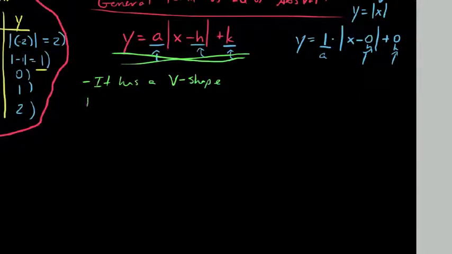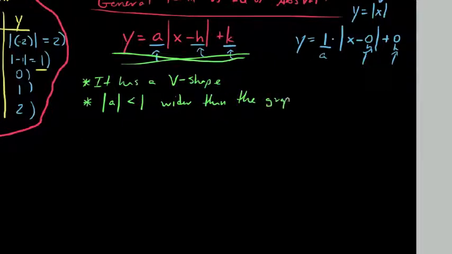We could also comment on the nature of a. So we say if the absolute value of a, that's interesting, is less than 1, then we say it is wider than the graph of y equals absolute value of x. So I just want to be clear on this. What we're saying is, and if it's bigger than 0 also, if a is a proper fraction, let's write that in, proper fraction. What is a proper fraction? Well, that's where the bottom of the fraction is bigger than the top.